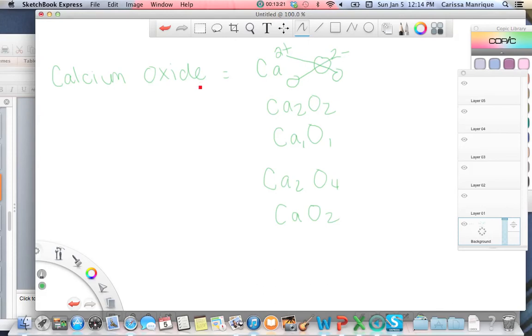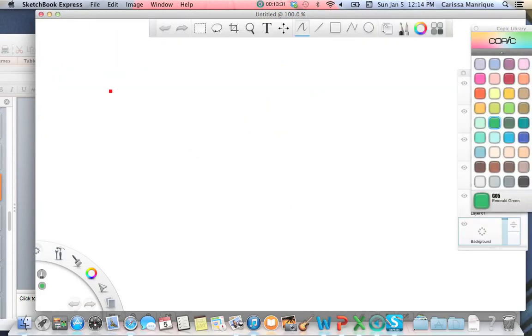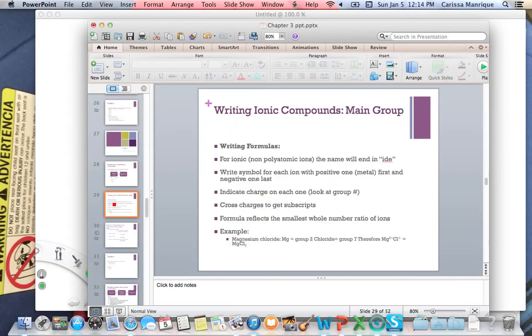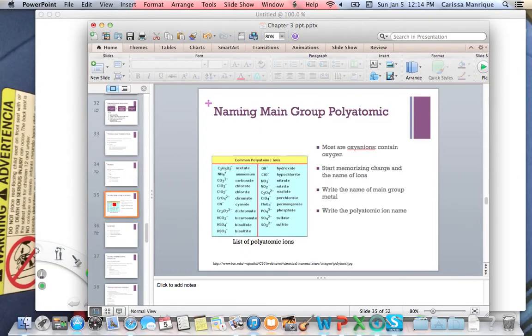Now let's look at polyatomic ions with these. I'm skipping a little bit ahead in the PowerPoint because I think it would be easier this way. Polyatomics are named the same way. You're still going to have your main group metal, but then you're going to have the polyatomic ions here. These will need to be memorized. You need to memorize not only the names of them, but also the charges and formulas.